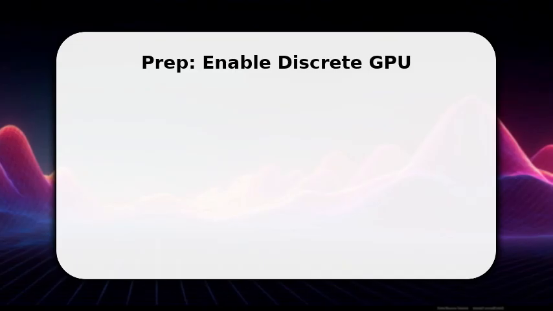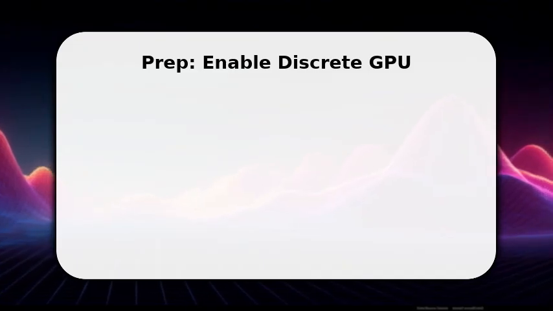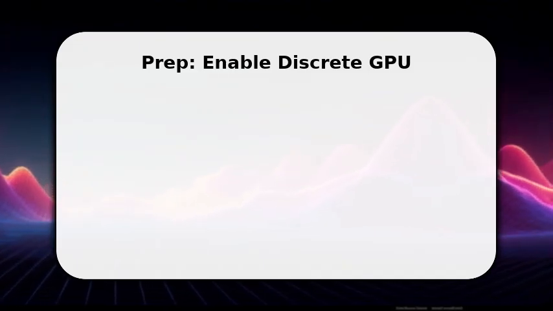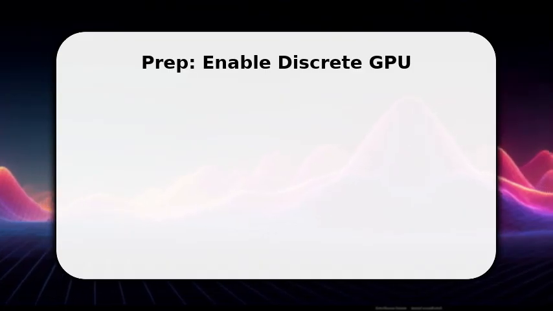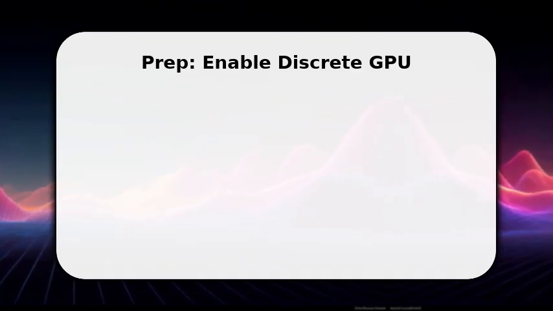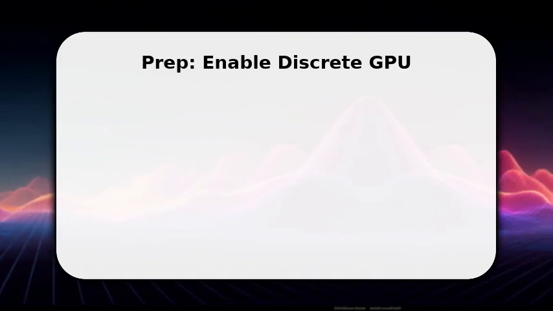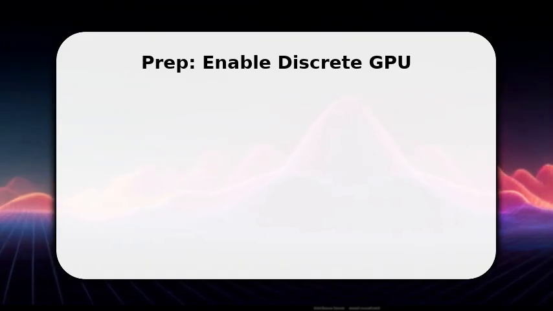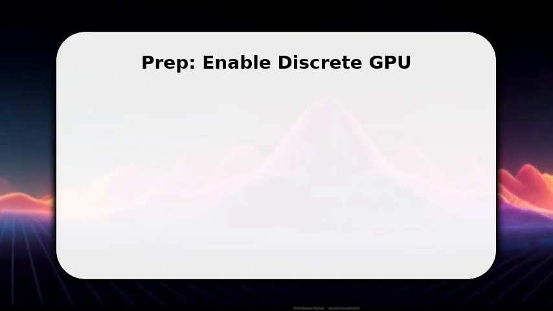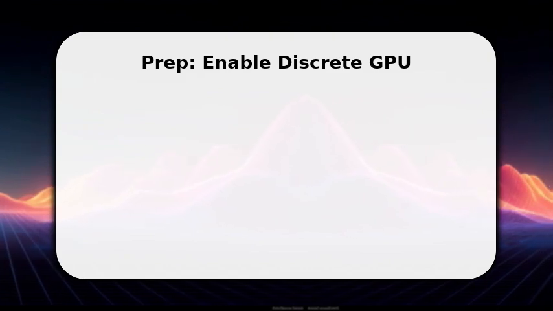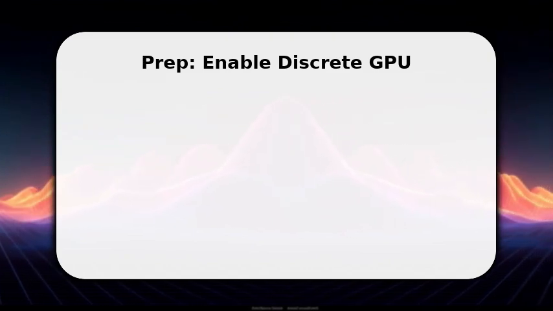Then set Windows Power Plan to high performance while plugged in so thermal and power budgets allow full GPU clocks. Once done, download and install the latest WHQL driver from the GPU vendor to ensure stability and game profile support. These steps unlock the hardware you need to proceed.